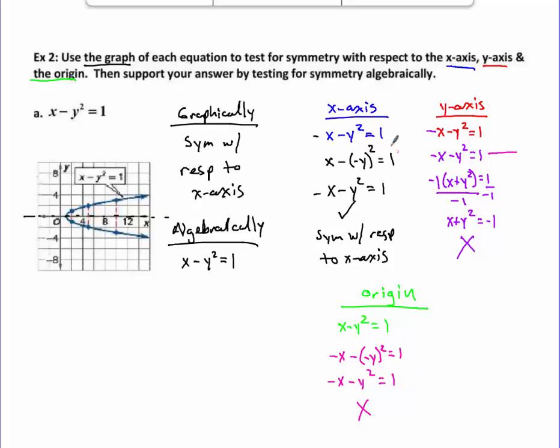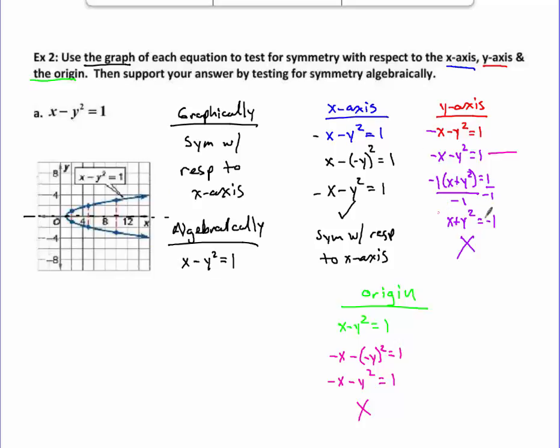Now it might seem to you like that was a big waste of time because I look at the picture, I can see it's symmetric with the x-axis. It's pretty basic. But you may not always be able to graph something, or the graph may be very complicated and very time-consuming to produce, and it's a lot faster just to plug this stuff in and check these things real quick.